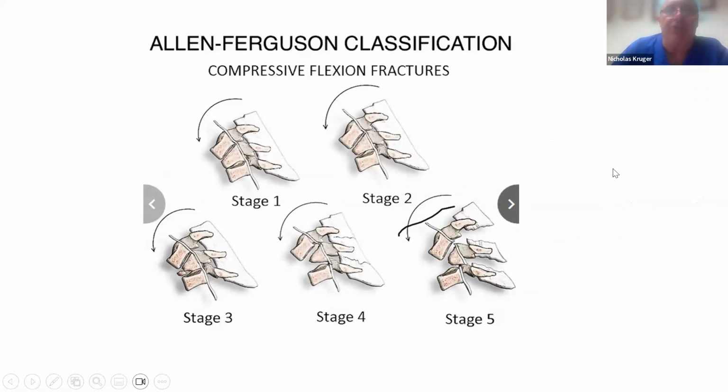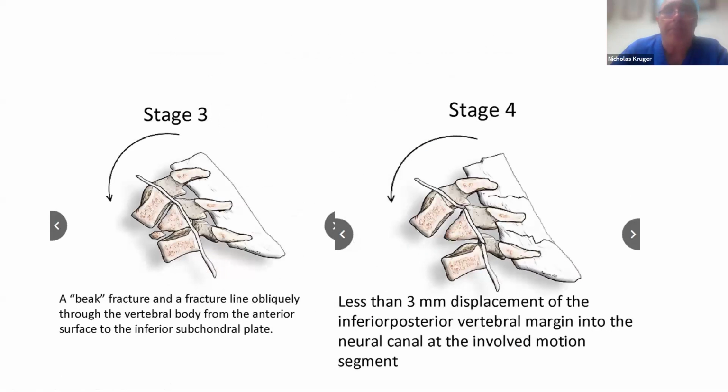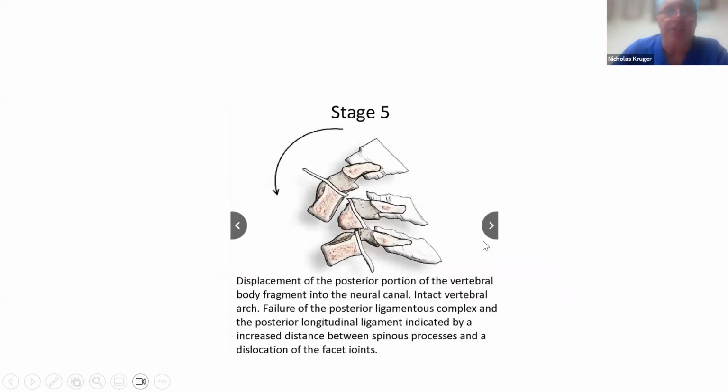So that's your Ferguson-Allen compressive flexion injuries. You must know those two: the DF, the facets, and the CF, the teardrop fractures. Stage 4 is less than 3 millimeters, and stage 5 is more than 3 millimeters of translation. It means you've torn the ligaments. Okay, that's a very simple classification. I find the AO quite cumbersome for the cervical spine.